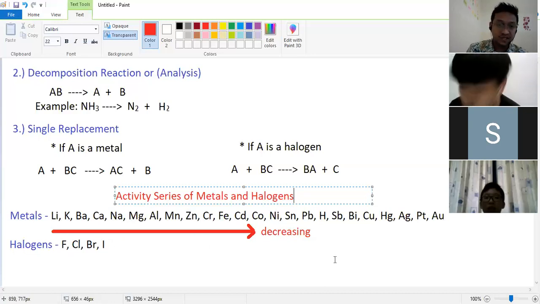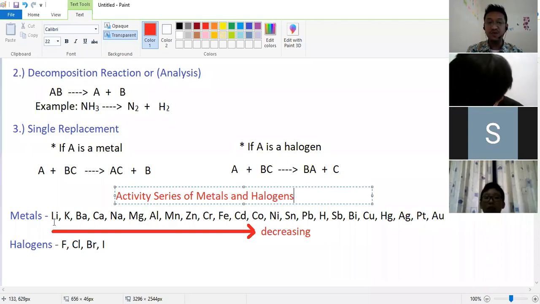All right, so let's try to have an example of how we use this activity series. By the way, like what I mentioned a while ago, the list of the activity series is arranged from the one which is most reactive, and then the activity decreases until reaching this one. So from the highest reactivity to the lowest reactivity. That's how it is arranged. Same as with halogens. So let us have an example for this.